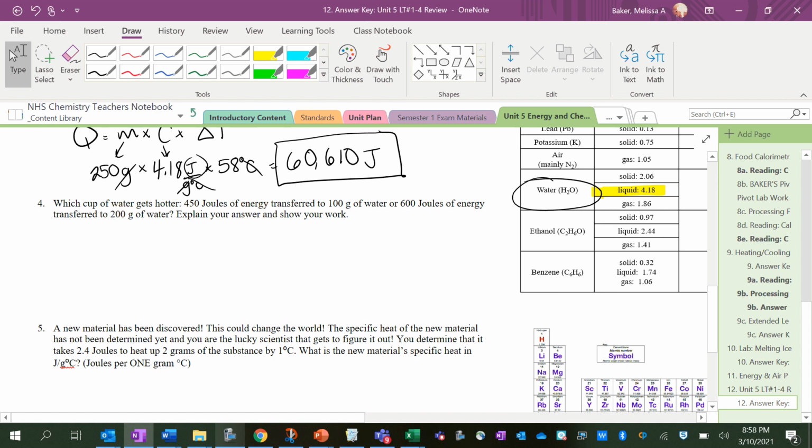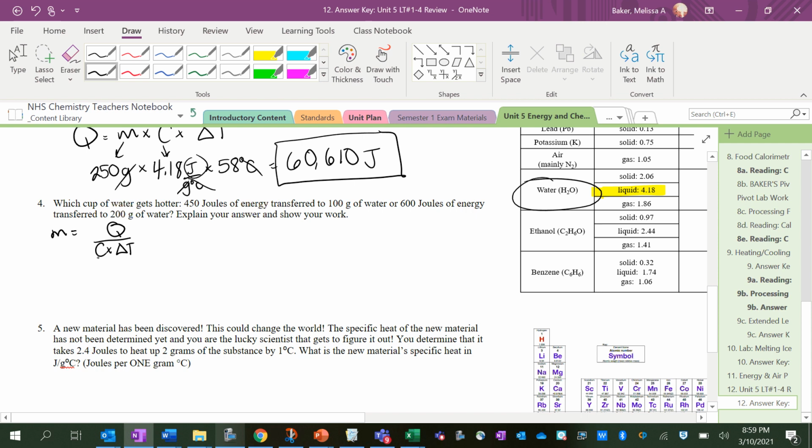Okay, next question. Which cup of water gets hotter? 450 joules of energy transferred to 100 grams of water, or 600 joules of energy transferred to 200 grams of water? Well, there's an equation we can use. Mass equals energy divided by specific heat times the change in temperature.